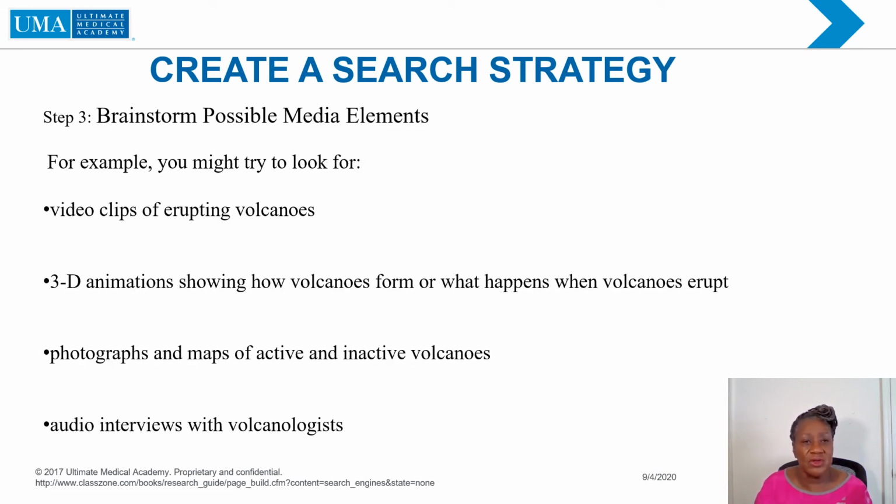Next, you want to brainstorm the possible media elements. For example, you might look for video clips or 3D animation, photographs and maps of active or inactive volcanoes, audio interviews of volcanologists. So you want to search for information. It may be a media element, or you might want to look for documents or journals. But you want to do a brainstorm so that you can search effectively.